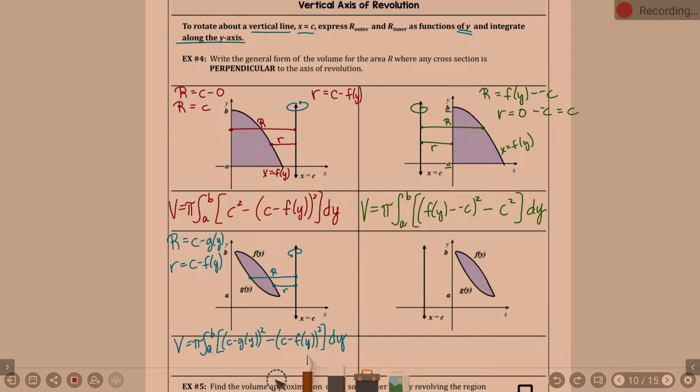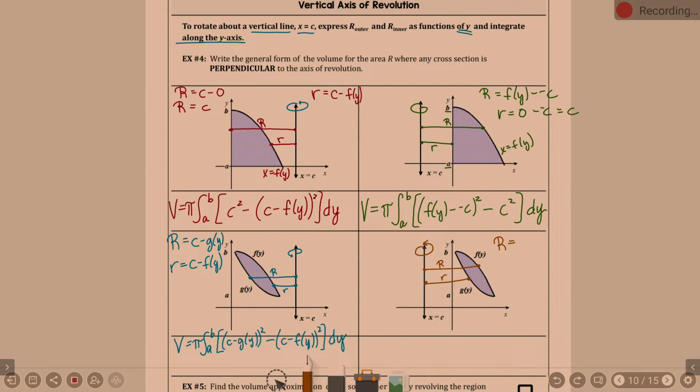Okay. Last one. The first one, these didn't seem repetitive. This seems repetitive now, doesn't it? Is that good? That means you know what you're doing? Okay. So, we got my axis of rotation. Big R is from outside to axis of revolution. Little r is from inside to axis of revolution. Good to know it's not just me that's feeling repetitive.